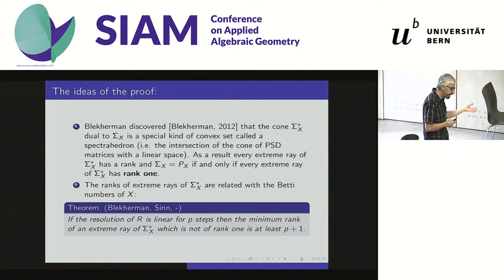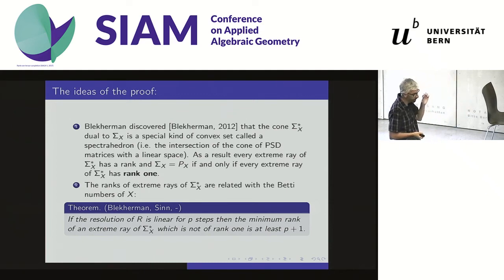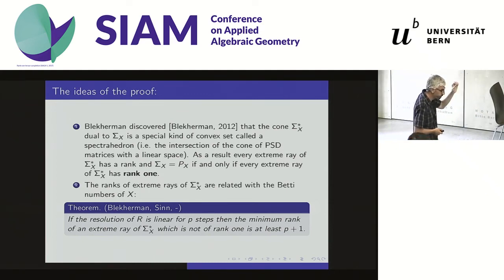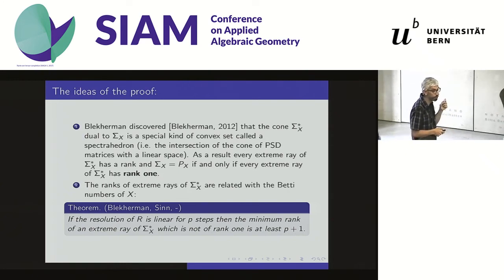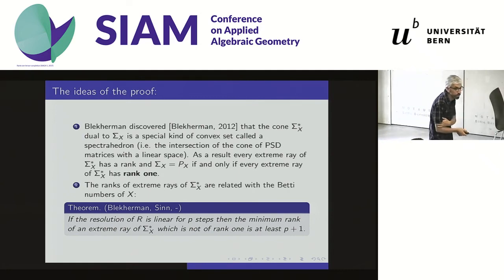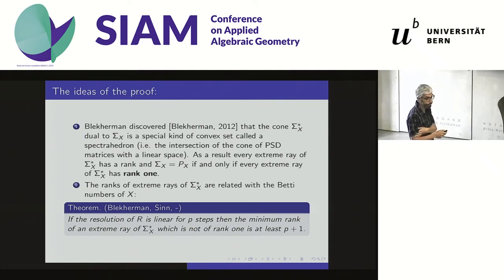In order to understand these kind of statements, what we need to do is look at the dual of the sum of squares cone and try to understand the extreme rays of this cone. And if you want a difficult open problem, please describe the extreme rays of sigma X dual for every variety X.